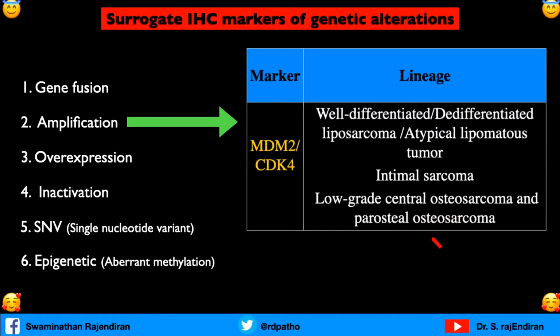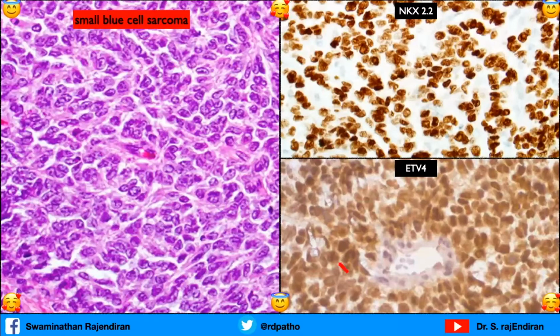Small blue cell tumor. Previously we called them Ewing's. This tumor is positive for NKX2.2, whereas this tumor is positive for ETV4. The NKX2.2 positive tumor is Ewing's sarcoma, and ETV4 is a classic marker for CIC rearranged sarcoma. And remember, CIC rearranged has a poor prognosis.